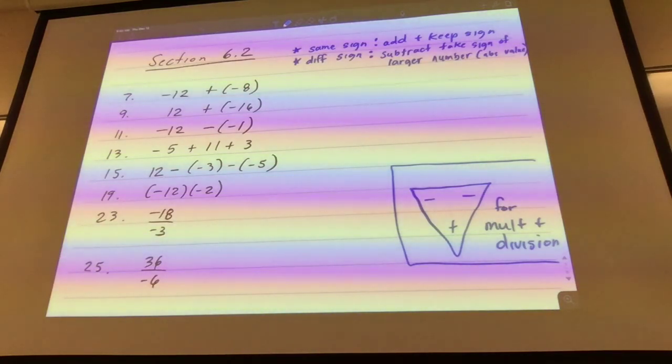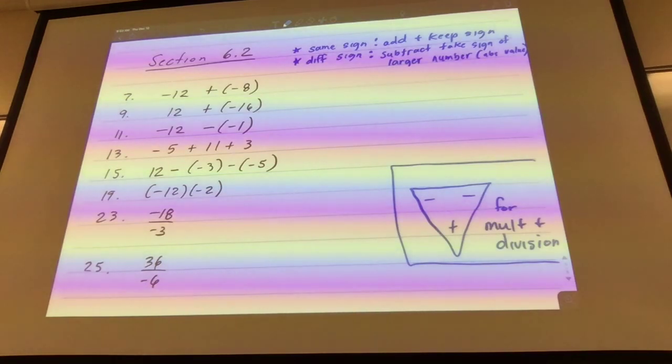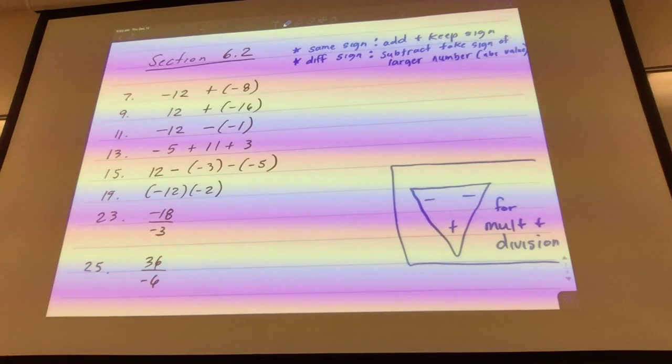This little symbol down here is the rules for multiplying and dividing, which we use a little triangle rule to represent. And I will show you how this works.